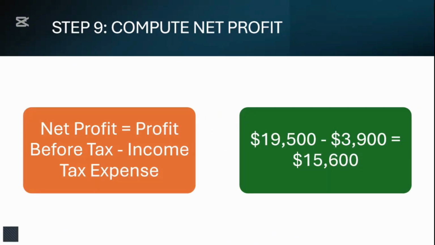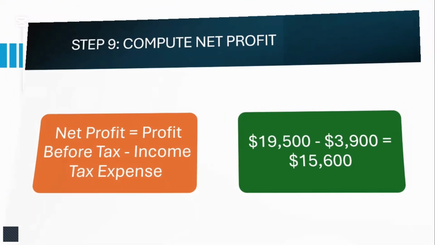Afterwards now, we have to calculate our net profit after tax. Therefore, it will be after interest and after tax. So it will be 19,500 minus our 3,900 that we calculated for our tax. And therefore, we will arrive at 15,600.